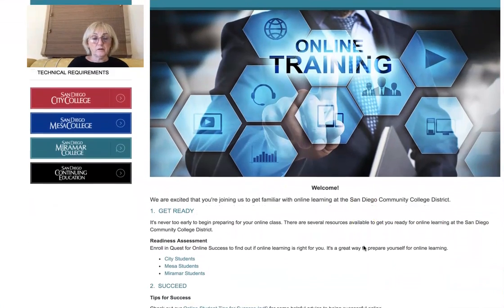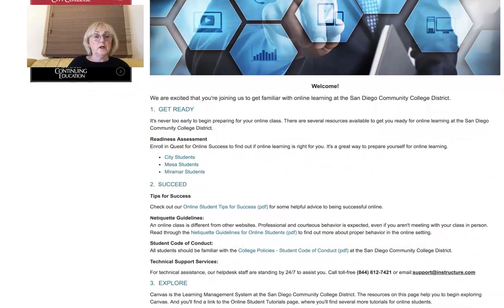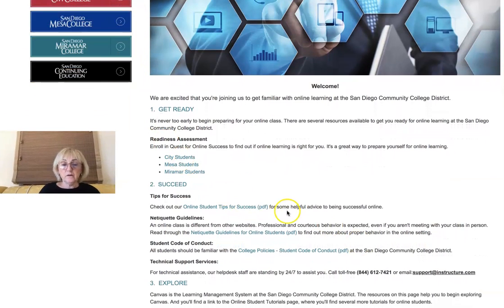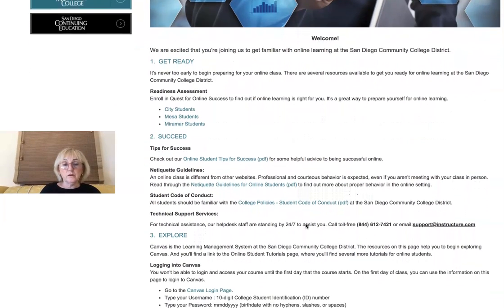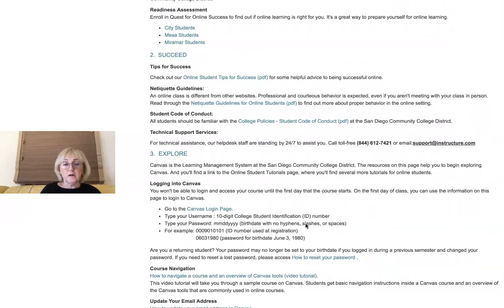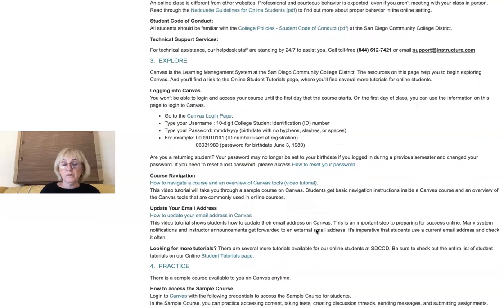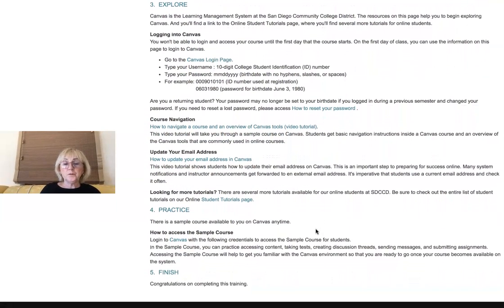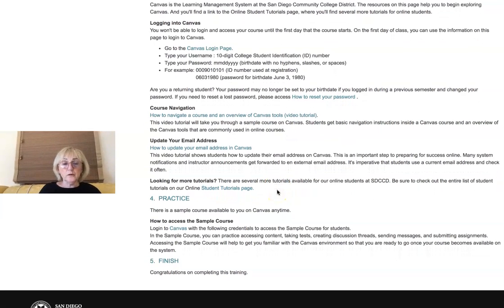Of course, you have to certainly begin with learning how to find and navigate your course, how to log into Canvas, the netiquette, how to communicate and write your posts on the discussion boards. A student code of conduct is there, how to log into Canvas, how to navigate a course in Canvas tools. There's also places in the settings where you can update your email address to get notices about announcements from the course.